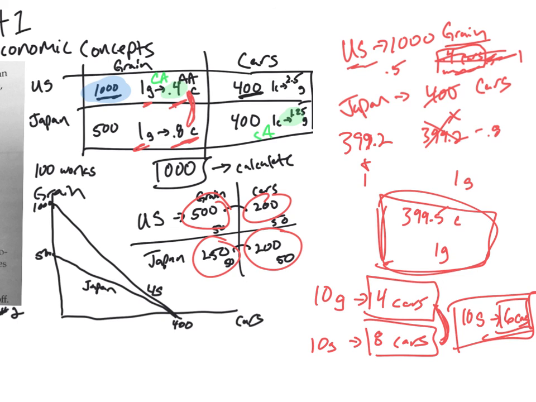They're both good. Or you could look at it in terms of cars, right? One car costs the U.S. 2.5 grain, or one car costs Japan 1.25 grain. So you're going to look for something in between these two, which might be one car to, let's say, 1.5 grain, which if we multiply that out, might be something like 10 cars to 15 grain. Something like that might work out for the two, and they would both be happy. They would both be better off.